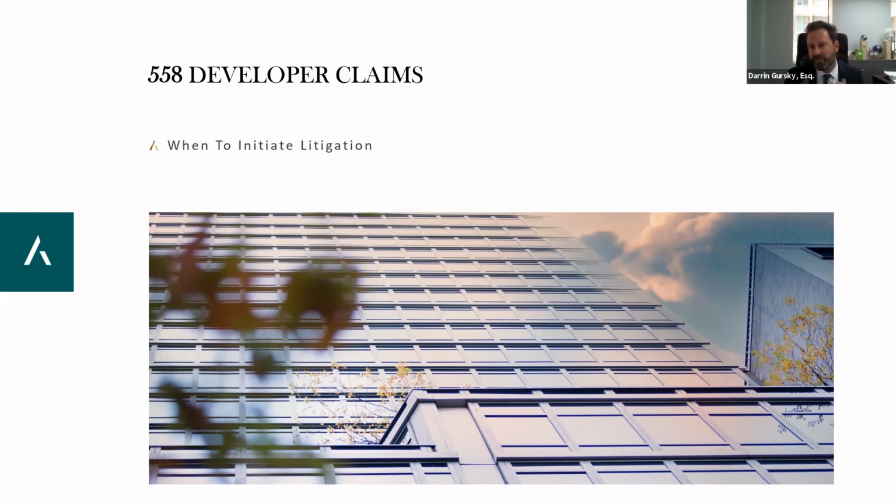718.203. Now, the developer and the general contractor have slightly different warranties. The developer's is a warranty of fitness and merchantability for the purpose or uses intended, whereas the general contractor's warranty is an implied warranty for the work performed and the material supplied. So it's slightly different, but essentially the same concepts apply.